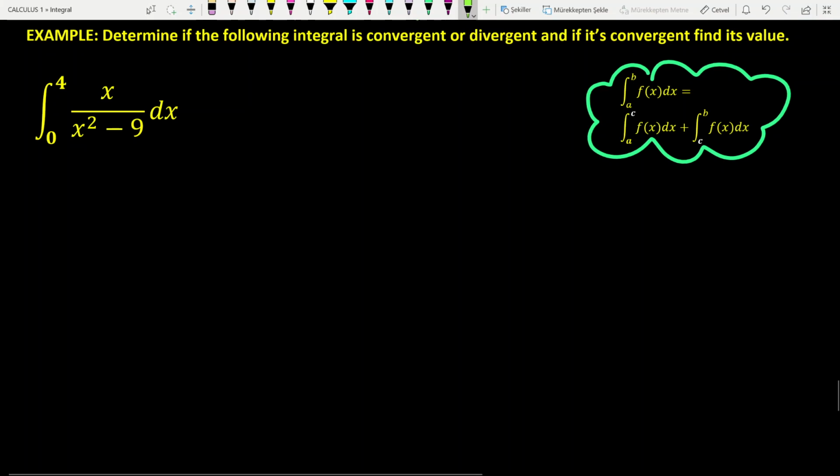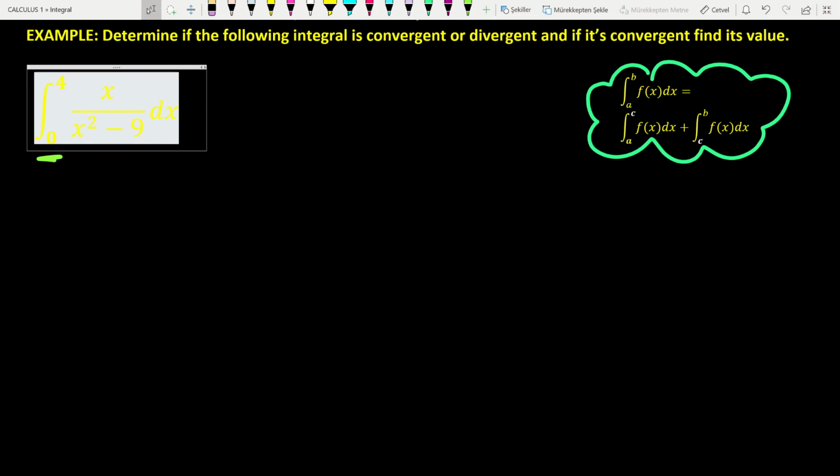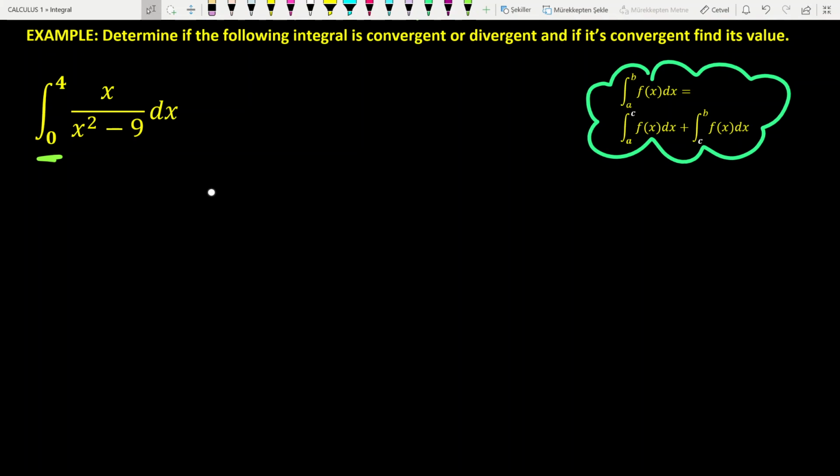Determine if the following integral is convergent or divergent. What is the problem point for this function? The function is defined at the point 0. Is it defined at the point 4? Yes, it is defined at the point 4, but the function x over x squared minus 9 is not continuous at the point 3. And this case is given here. So what do we do in this case? We separate this improper integral into two improper integrals.